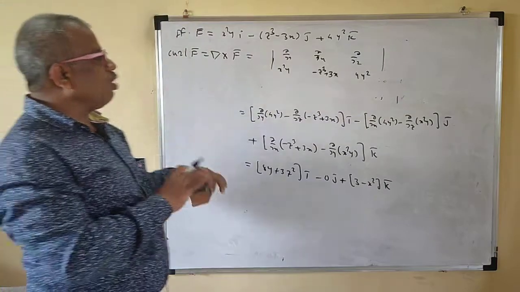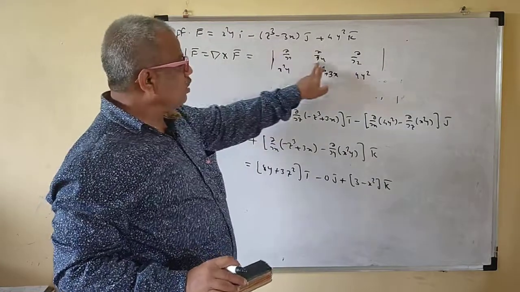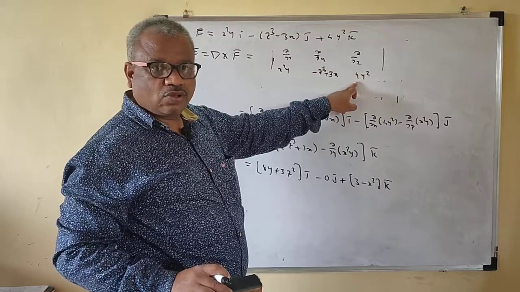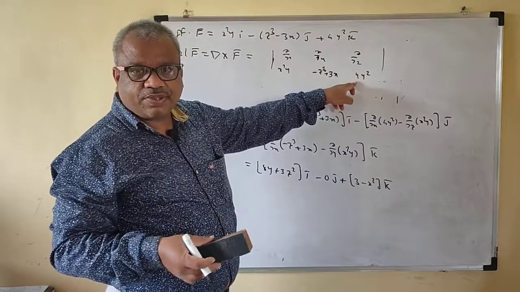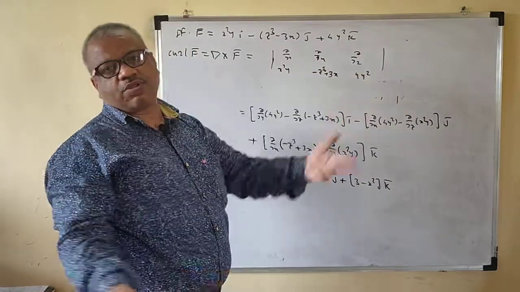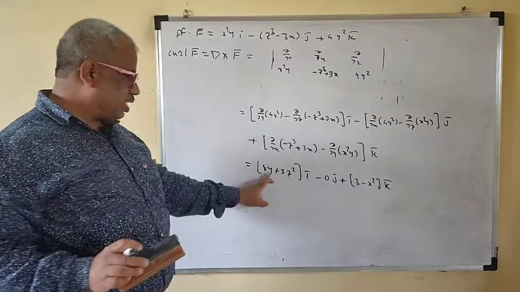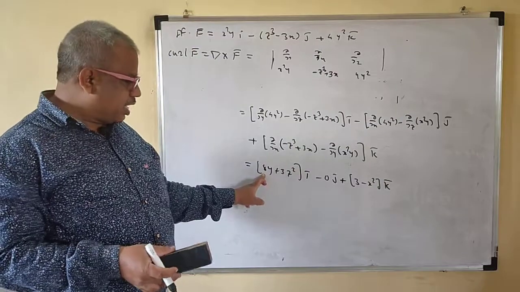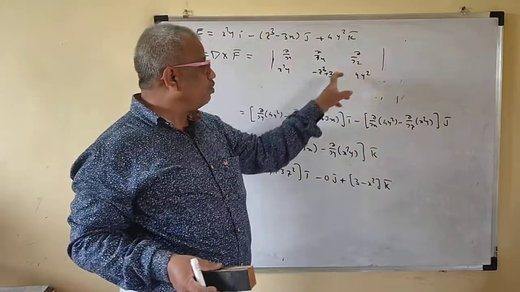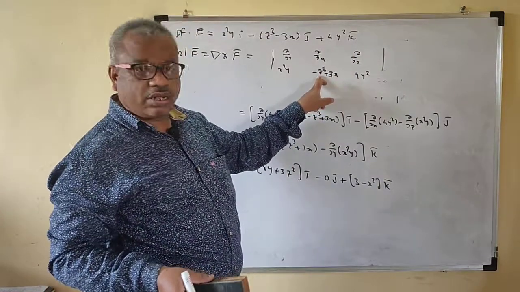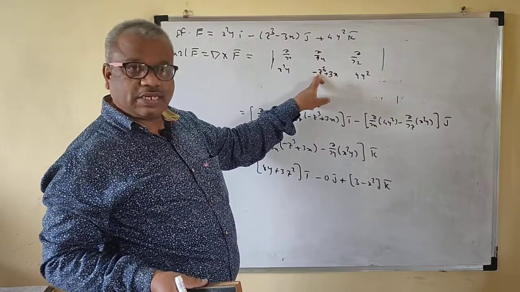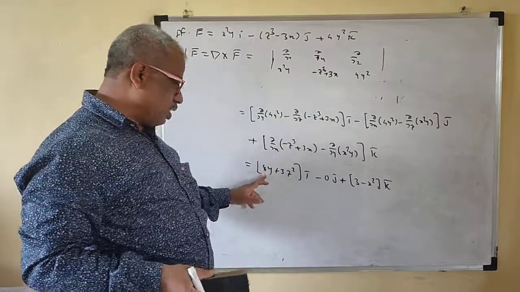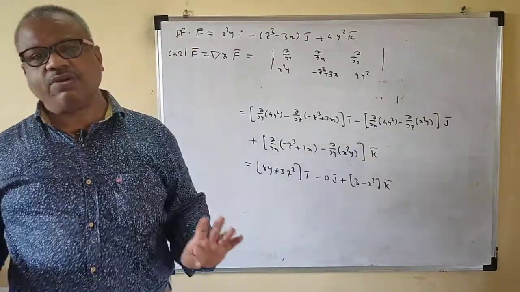How do you find the first component? Just drop this one and find the derivative of this one. This is 8y. Look at where the 8y is. And this is minus ∂/∂z, so this is 3z². Minus 3 minus 1 becomes plus 3z². So whichever option has 8y plus 3z², that will be your correct option.